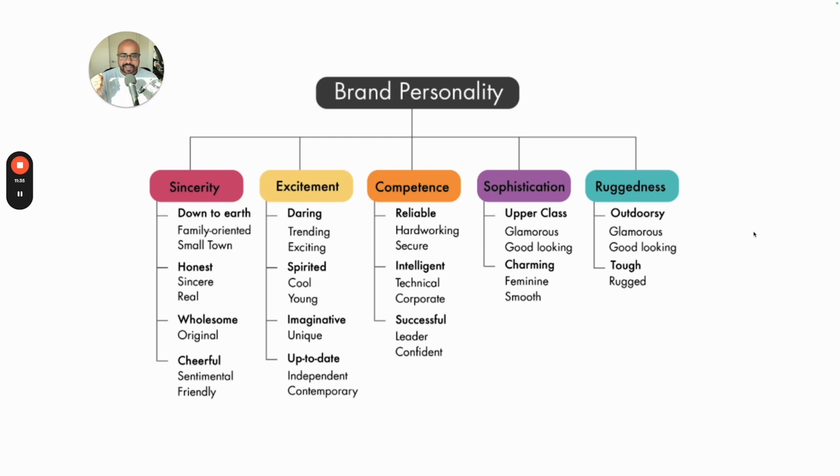The next would be excitement. So we've got things like daring, trending, exciting, spirited, cool, young, imaginative. To me, Red Bull would be the classic example. Also a lot of car companies, like Porsche, though they also fit sophistication, which I'll get to in a minute. So I would maybe say that excitement verges more to Jeep or BMW. But as I said, they can kind of cross over, but ultimately you want to be dominating in one.